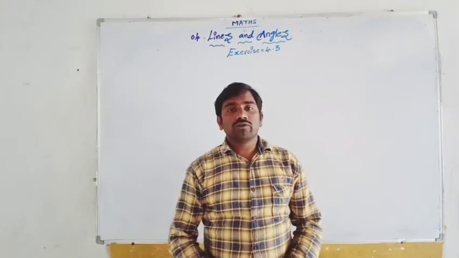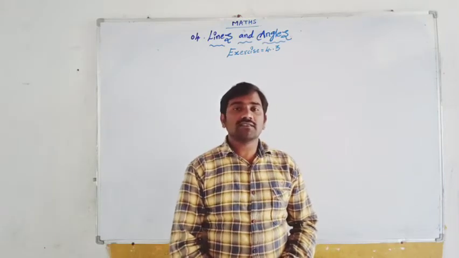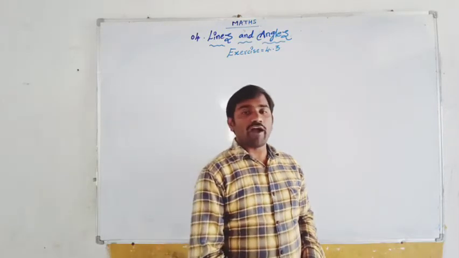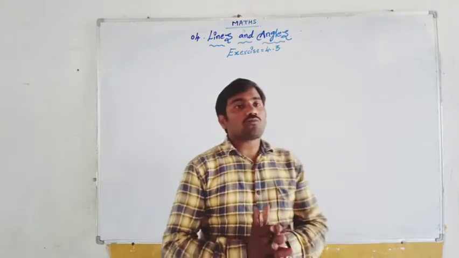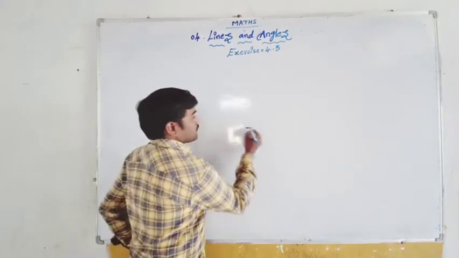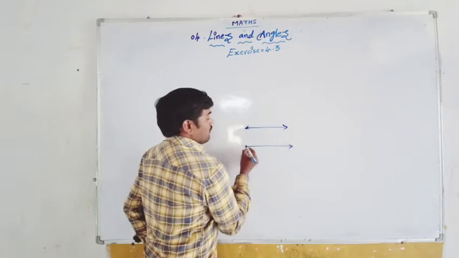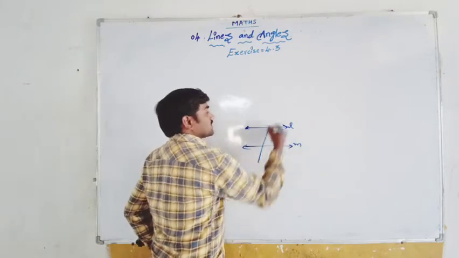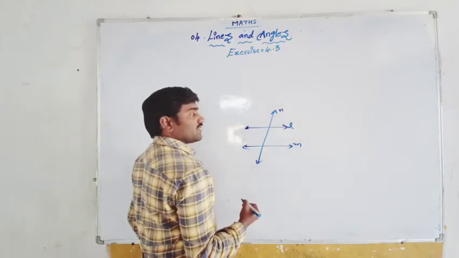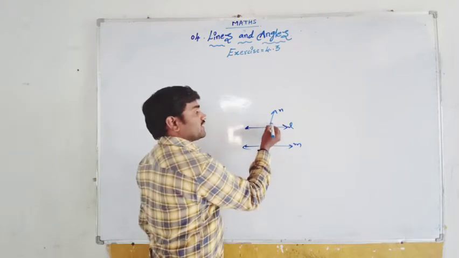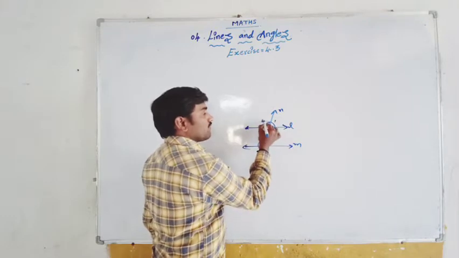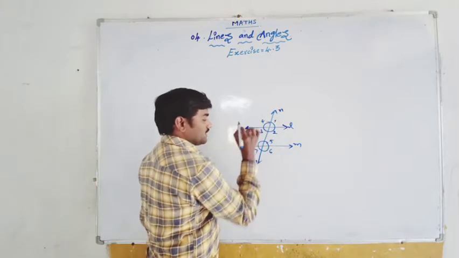Hi children, today you are going to learn ninth class 4th chapter, that is lines and angles, in that exercise 4.3. So this 4.3 exercise completely depends on when two lines are parallel and one line intersects these two parallel lines in two distinct points, then 8 angles will form here. 1, 2, 3, 4, 5, 6, 7, 8.